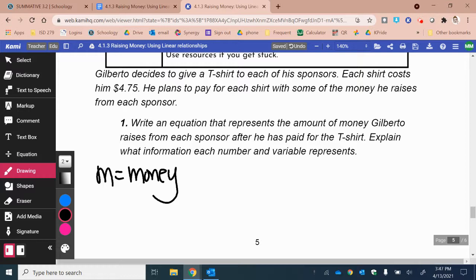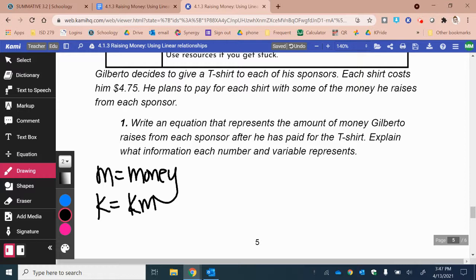Another thing is that we know his money is dependent on how far he walks. We know that from the previous parts of the problem. So all the money he makes depends on how far he walks, and that's measured in kilometers. So I'm going to say K stands for kilometers. So I know that my equation has to involve money and kilometers.